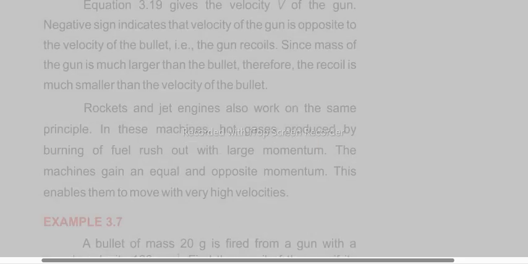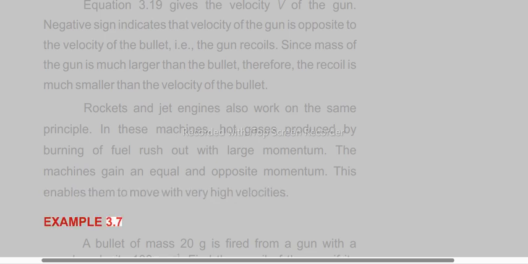Equation 3.19 gives the velocity V of the gun. The negative sign indicates that the velocity of the gun is opposite to the velocity of the bullet, i.e., the gun recoils. Since the mass of the gun is much larger than the bullet, the recoil velocity is much smaller than the velocity of the bullet. Rockets and jet engines also work on the same principle. In these machines, hot gas is produced by burning of fuel and rushes out with large momentum. The machines gain an equal and opposite momentum. This enables them to move with very high velocities.